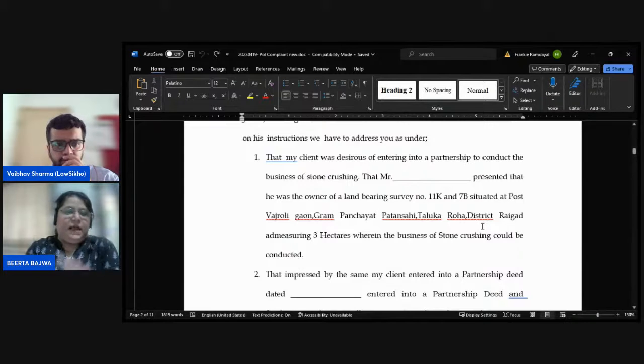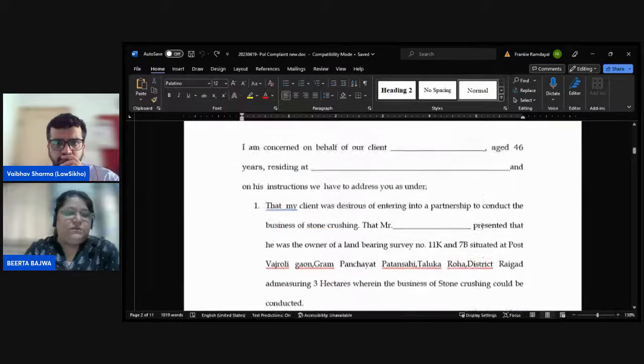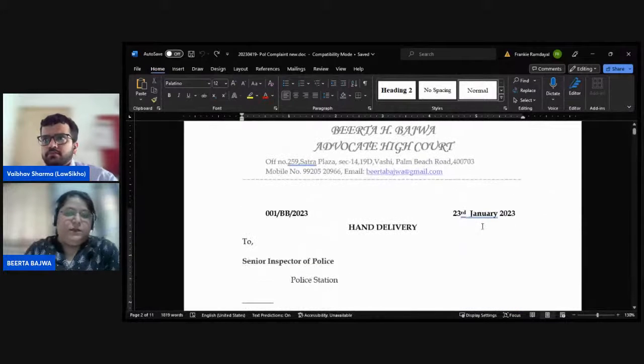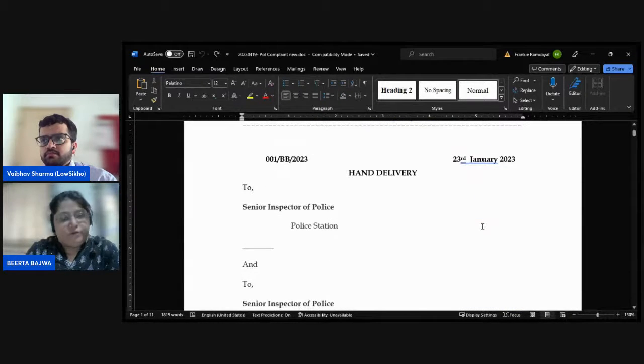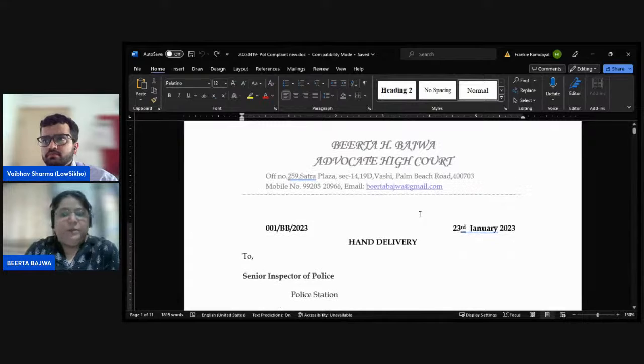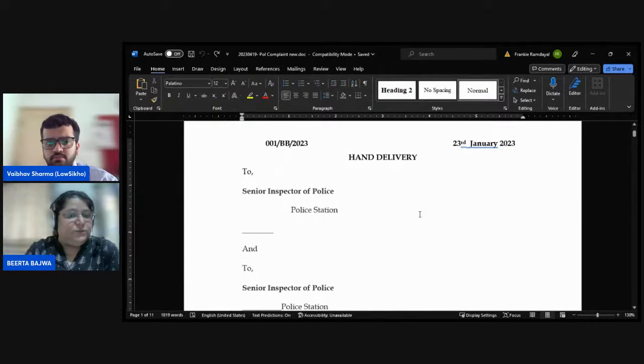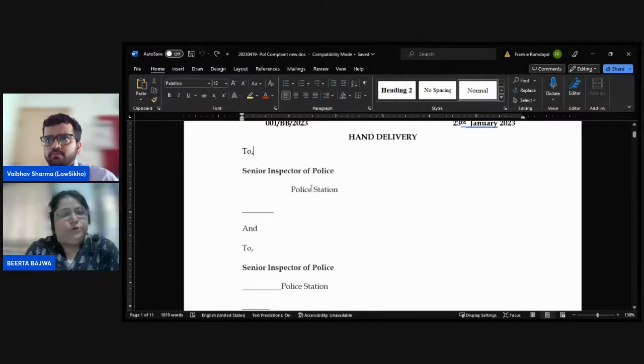And now you see, as Weber has shared on screen, this is a draft of the police complaint. Let's go up, Weber, at the top. This always goes on the letterhead, preferably on the letterhead of the advocate, because we understand the nuances and what exactly are the legal repercussions, which a client or a litigant does not understand.